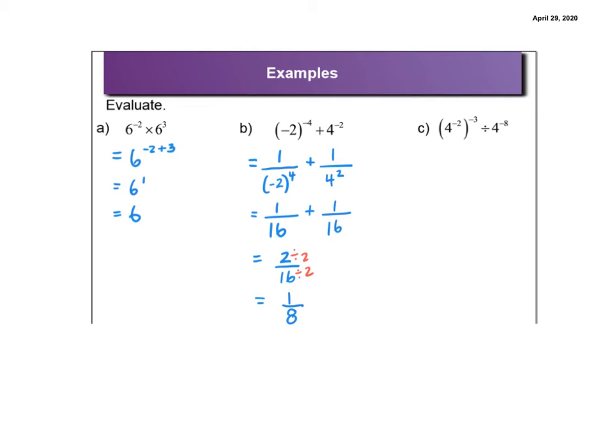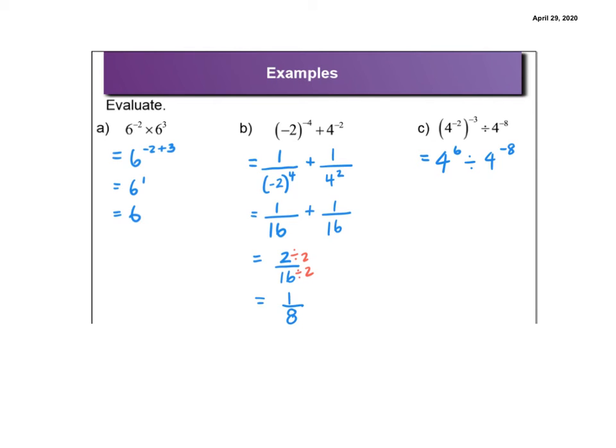For the first power, I have a power of a power, so those two exponents are separated by that bracket. Thinking back to our rules for power of a power, I know that I can multiply my exponents. So that can become 4, negative 2 times negative 3 is going to be equal to 6. I'm going to have divided by 4 to the negative 8.